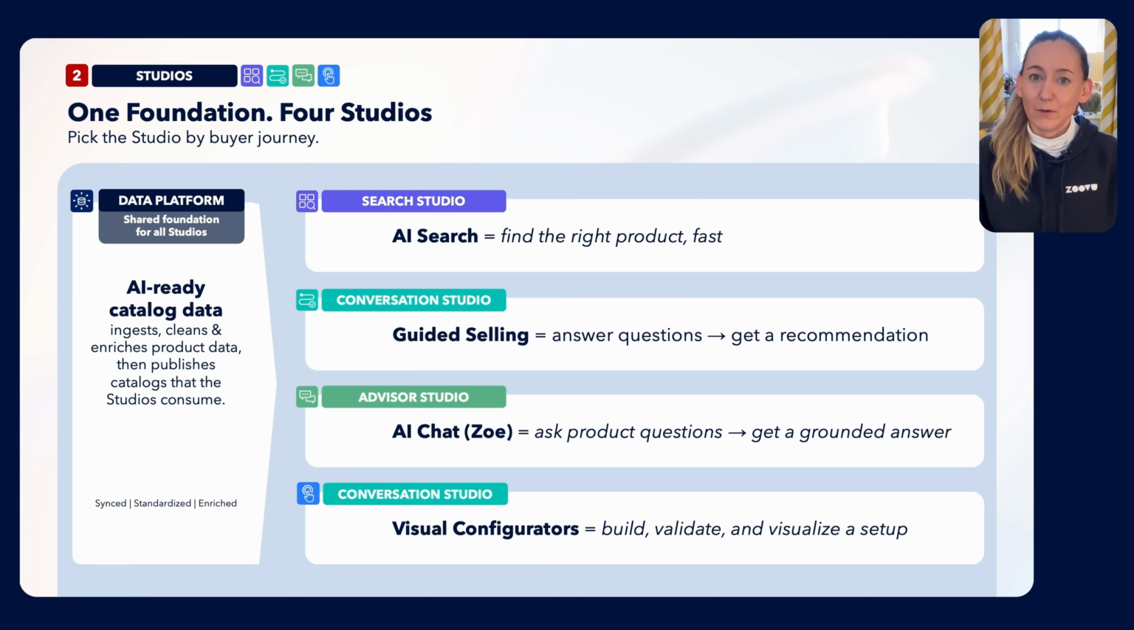Let's bring it all together. One foundation data platform, 4 studios, each one built for a different moment in the buyer journey. AI search when a buyer is looking, find the right product fast. Guided selling when a buyer is unsure, answer a few questions, get the right recommendation. Zoe AI chat when a buyer needs to know more, ask anything, get a grounded answer instantly. Configurators when a buyer is ready to build, validate, visualize, and order with confidence. All 4 run on the same AI-ready catalog data, synced, standardized, and enriched in the data platform.